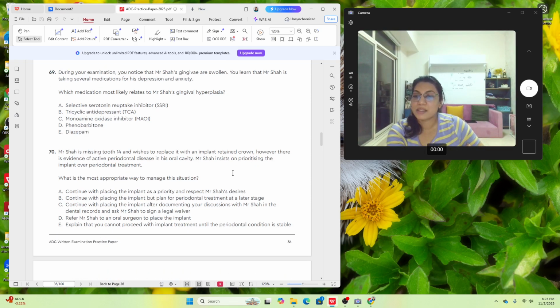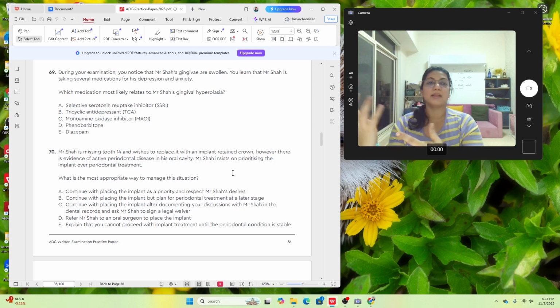Mr. Shah is missing tooth 1-4 and wishes to replace it with an implant retained crown. However, there is evidence of active periodontal disease in his oral cavity. Mr. Shah insists on prioritizing the implant over periodontal treatment. What is the most appropriate way of managing this situation? See, whenever you have to do an implant and there is an active periodontal disease, it's a straight contraindication. Why? Because who's going to stabilize the implant?